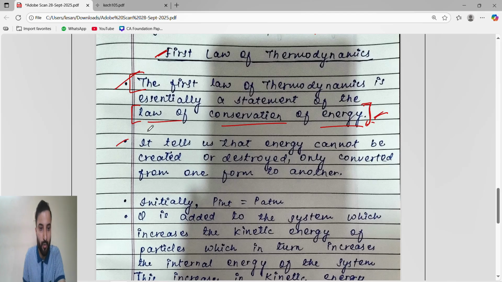Now write the second point from here to here. What is the second point? It is a definition of the law of conservation of energy. Obviously, guys, we know the law of conservation of energy and the law of conservation of mass, easy.